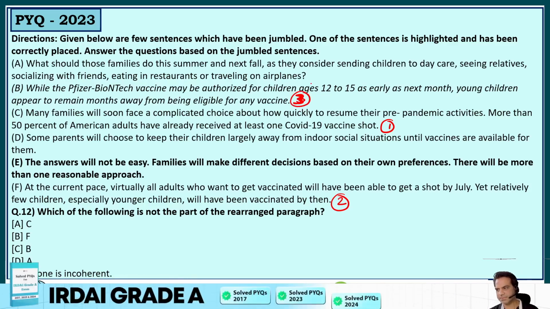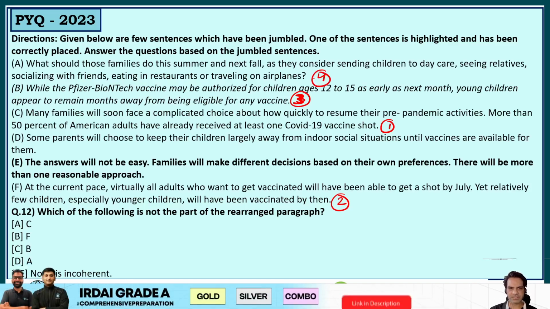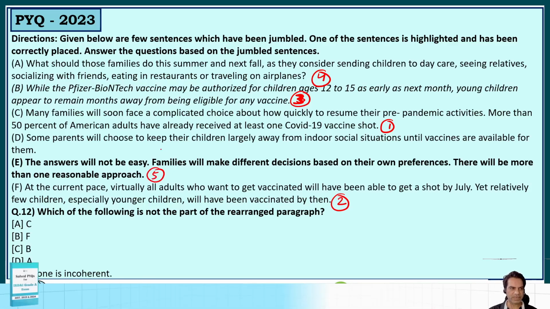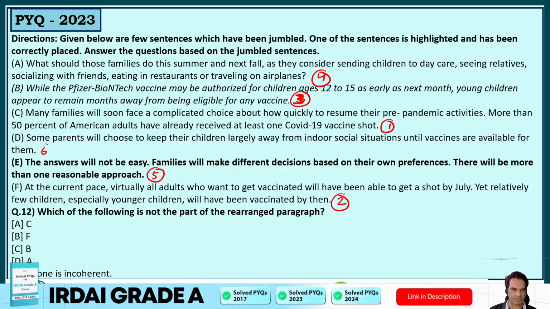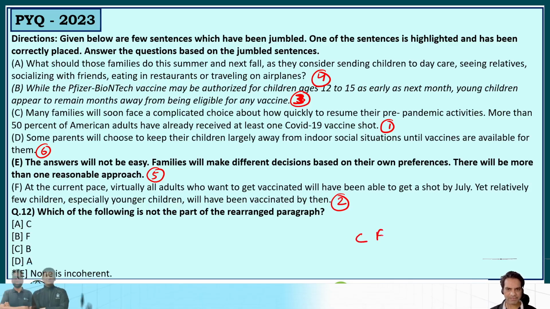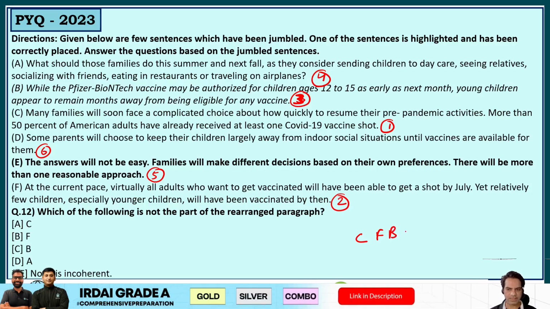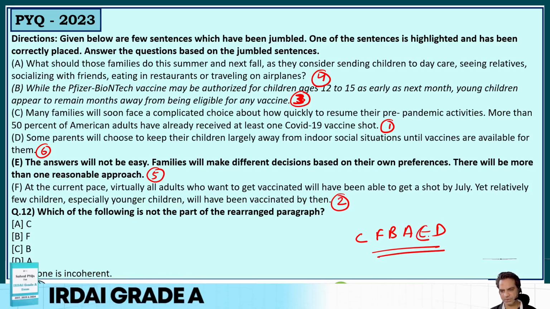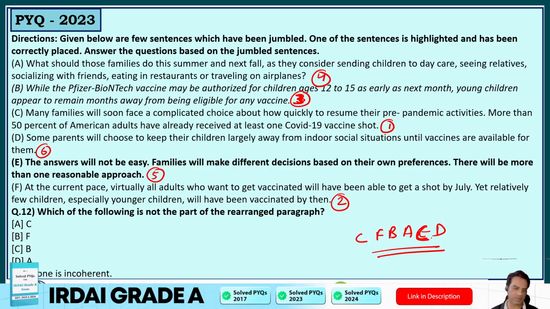Right, then the fourth statement should be A. What should those families do this summer and next fall as they consider sending children to daycare, seeing relatives, socializing with friends, eating in restaurants, and traveling on aeroplanes? Then the fifth is E, which is given to us. So fifth is E, and last is the one left, D. So that is statement number 6. So the correct sequence, guys, let me write it down here: C, F, B, then A, then E, and then last is D. CFBAED. That's the correct sequence here, guys. Now let's answer the question.